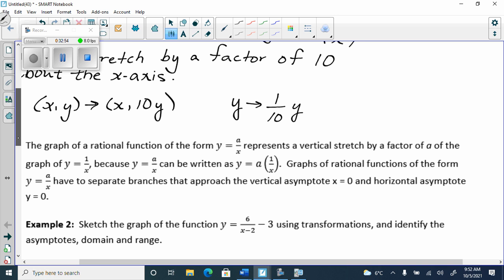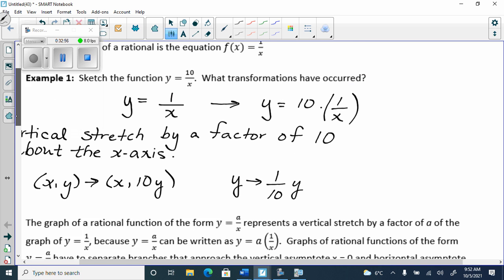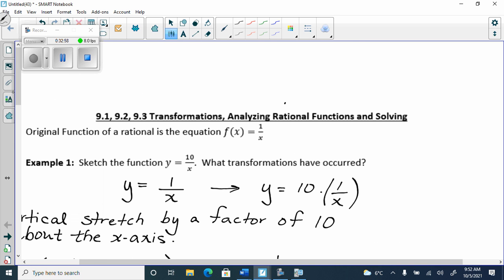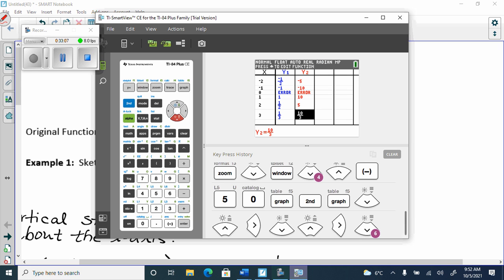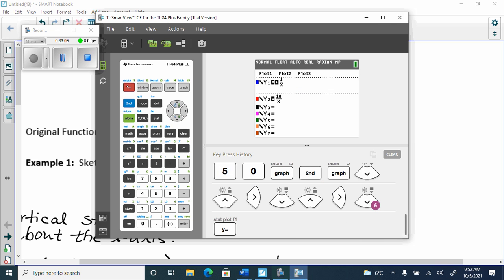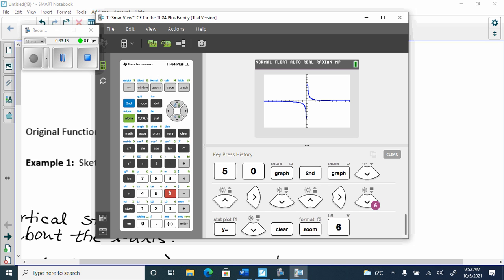So your parent function, let's go back to this one, up here. This is my parent function. We had it drawn. Let's go back here. I'm going to clear this one out. I'm going to go zoom 6. So that's my parent function, right? It's drawn down here and down here.